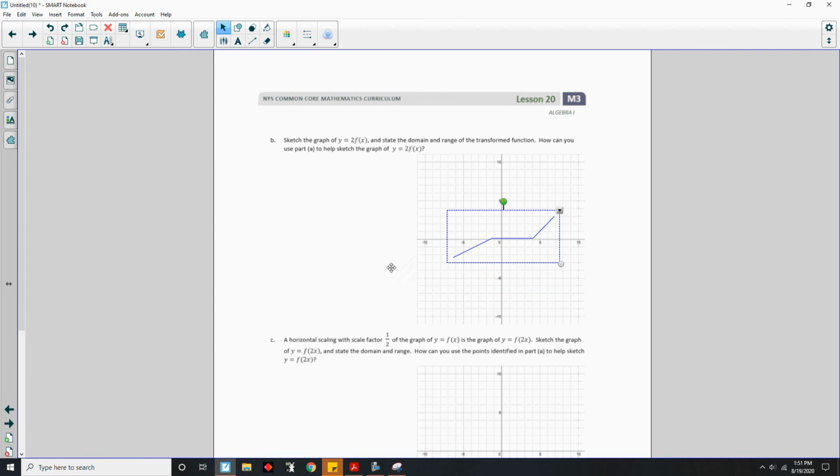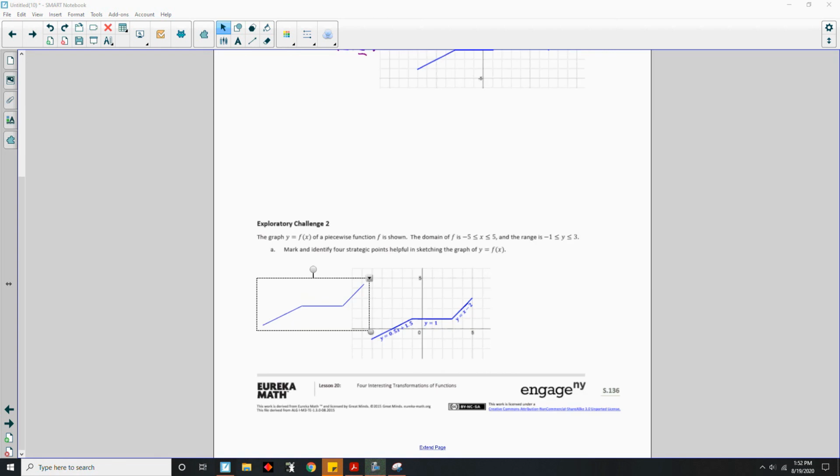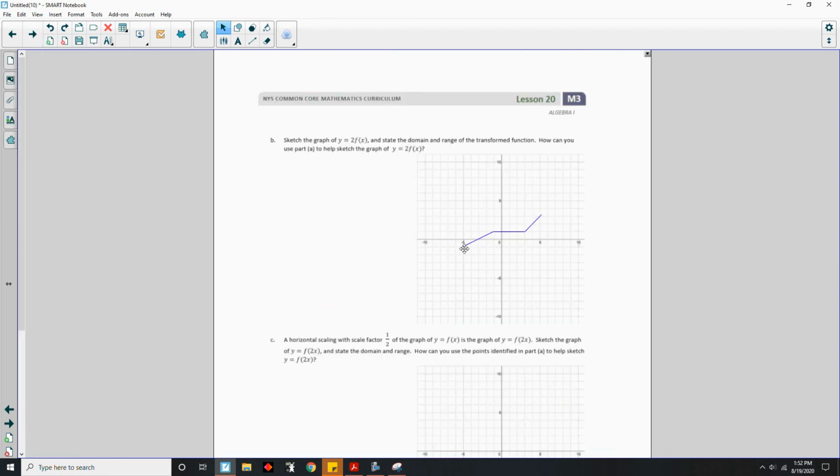All right, so it goes from -5, -1, which is here, to -1, 1. So this point's got to be brought down here, so I need to scale this, so just give me a moment. Okay, so this function started at -5, -1, and ended at 5, 3. So -5, -1 to 5, 3. I shrunk it down so it's on the right points.